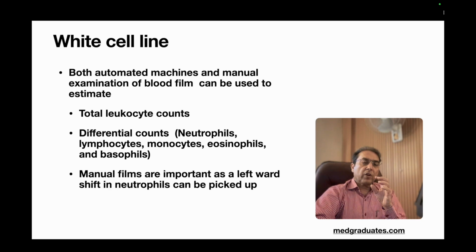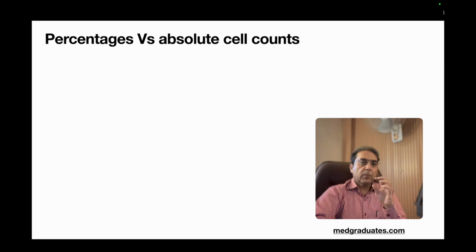The advantage of the manual film is that we can see the leftward shift. The leftward shift means we see more younger neutrophils, like single lobed or bilobed. The neutrophils are also called polymorphonuclear neutrophils. They have more lobes as they grow older. So the presence of younger neutrophils indicates most likely sepsis. So the manual film is quite useful when you are suspecting that there may be an underlying sepsis causing a neutrophilic reaction.